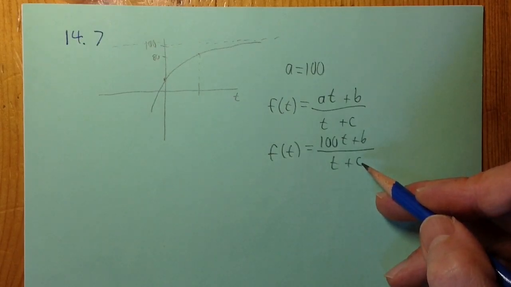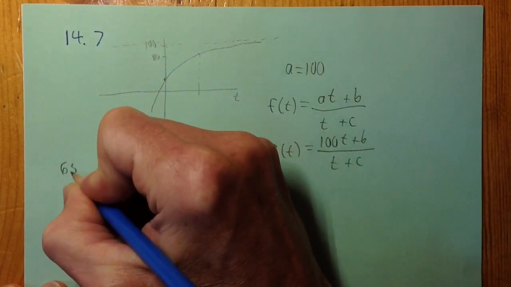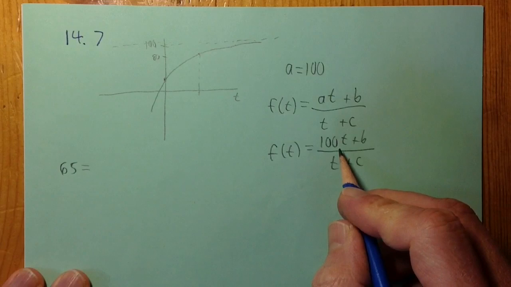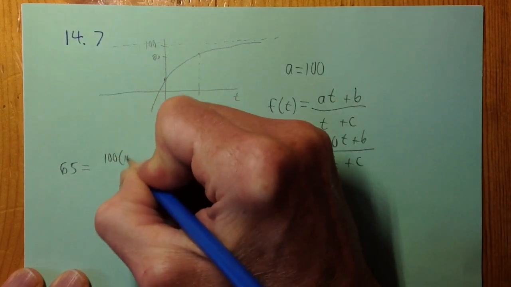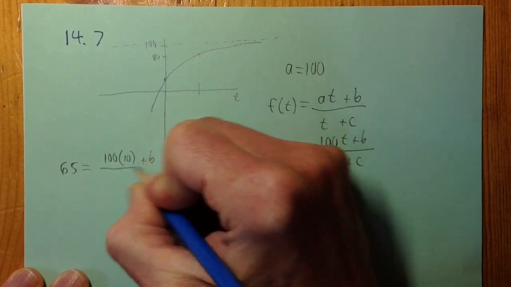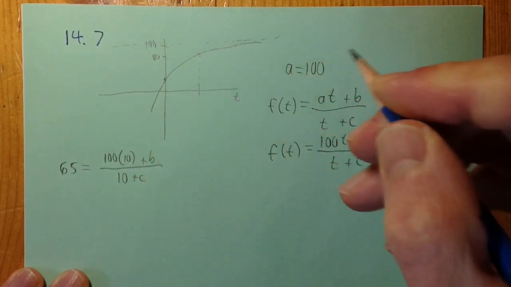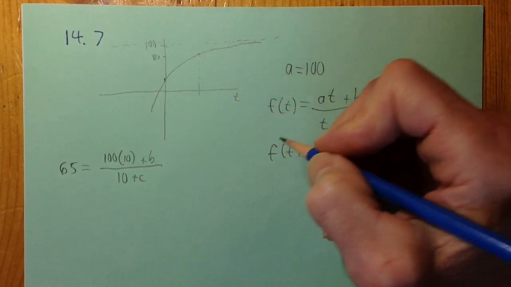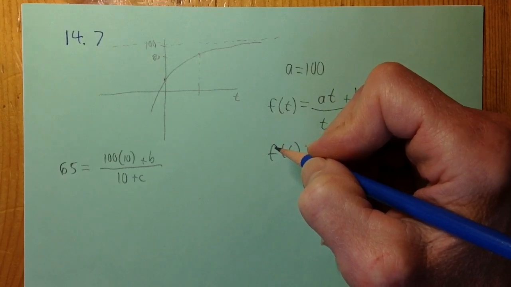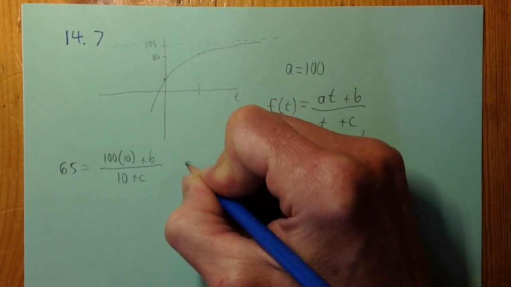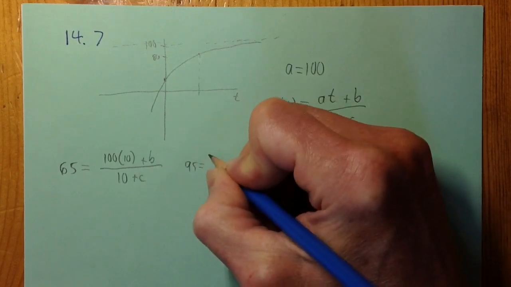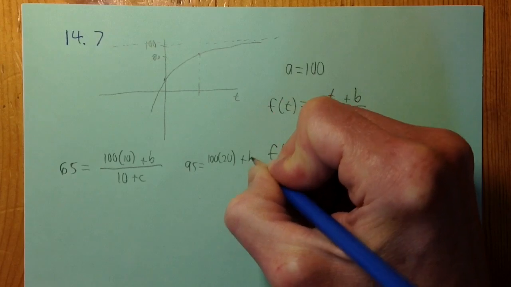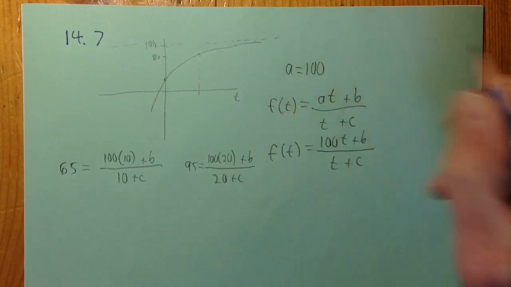So we can have 2 equations and 2 unknowns, and of course they give us 2 points. They say you get a 65% if you study for 10 hours. So our first equation is 65 equals, let's see, t is 10, so 100 times 10 plus b over 10 plus c, which that's just 1,000, of course. And our other equation is we get a 95 if we study for 20 hours. So that'd be 100 times 20 plus b divided by 20 plus c.